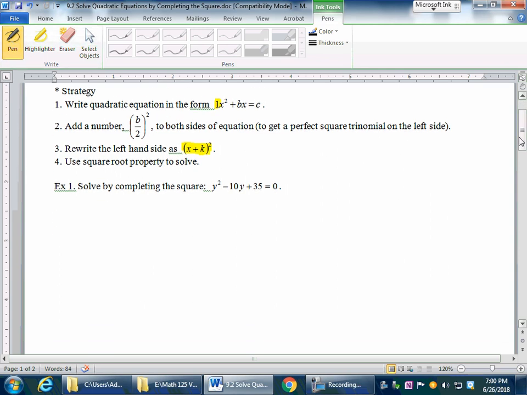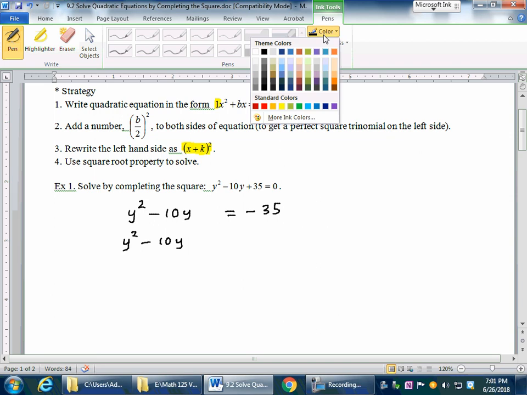So first step, I'm going to make sure that my leading coefficient is 1. It is already. So the next step will be, what? Rewrite it into the form that I talked about in step 1, which will be y squared minus 10y, and I subtract 35 from both sides. Now, to complete the square, I need to add a number so that I get a perfect square trinomial on the left-hand side.